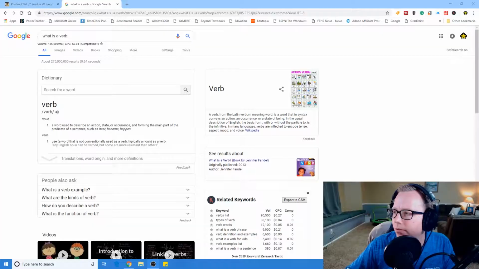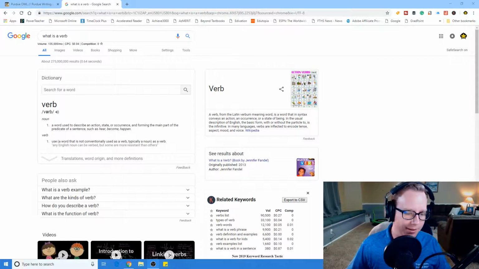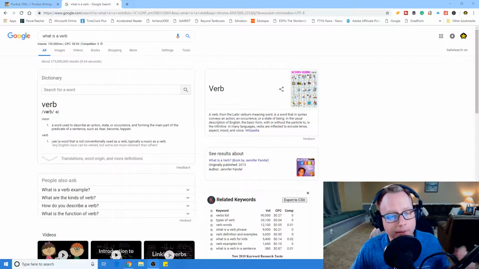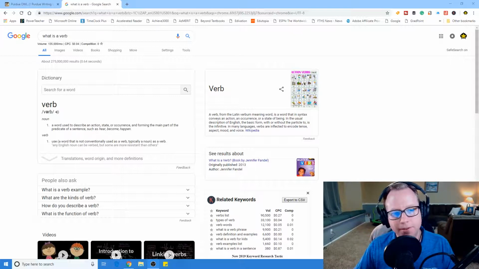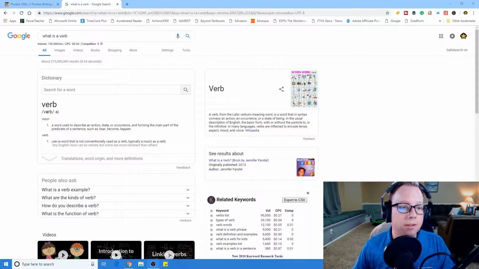So here we go. Let's talk about verbs. First thing we're gonna do, we're gonna pop over to a definition from Google, because Google's awesome and it's gonna tell us all about verbs. Okay, so here we go. That's funny. We're gonna get the noun definition and the verb definition. Verb: a word used to describe an action, state, or occurrence, and forming the main part of the predicate of a sentence, such as hear, become, or happen.